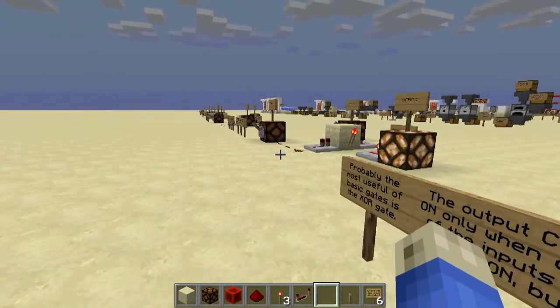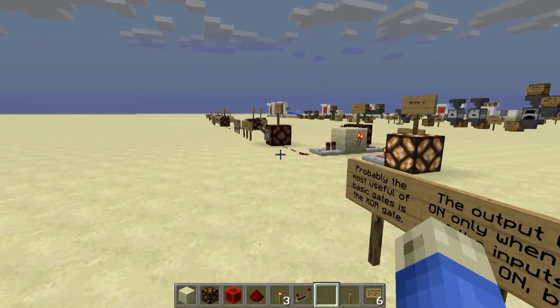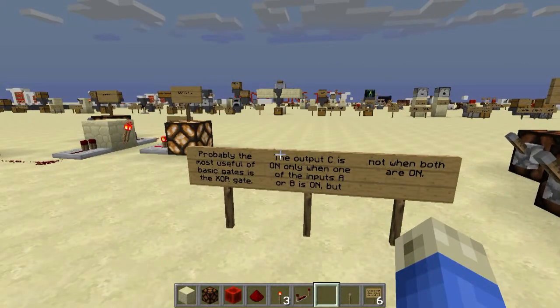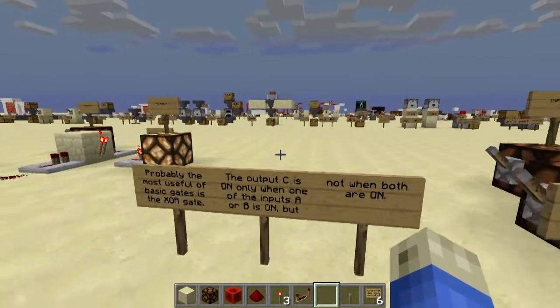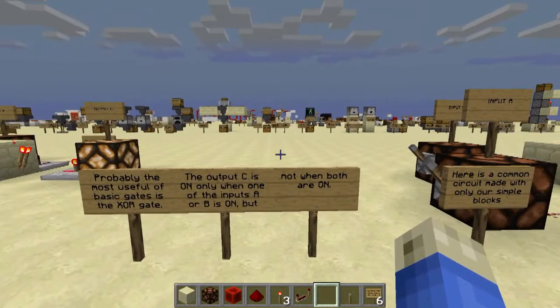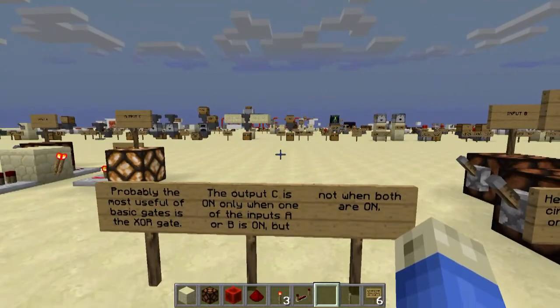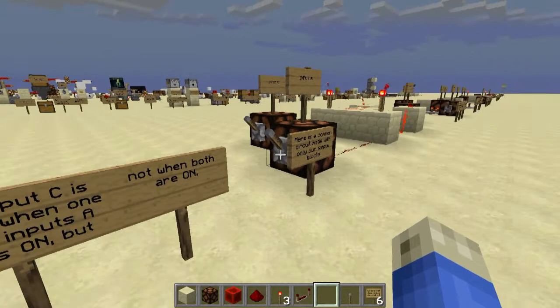Now, of the basic logic gates, the AND and the OR, you'll use those for some combination of simple things. But the most useful, actually, early on, is the XOR gate. Pretty scary oftentimes because it's a little bit of a bigger circuit, but its behavior is actually much more useful. The output C is also a double input, A and B. The output C is on only when one of the inputs is on, A or B, but not when both of them are on. It's an exclusive OR gate is what it's called. So it's only when one of them is on.